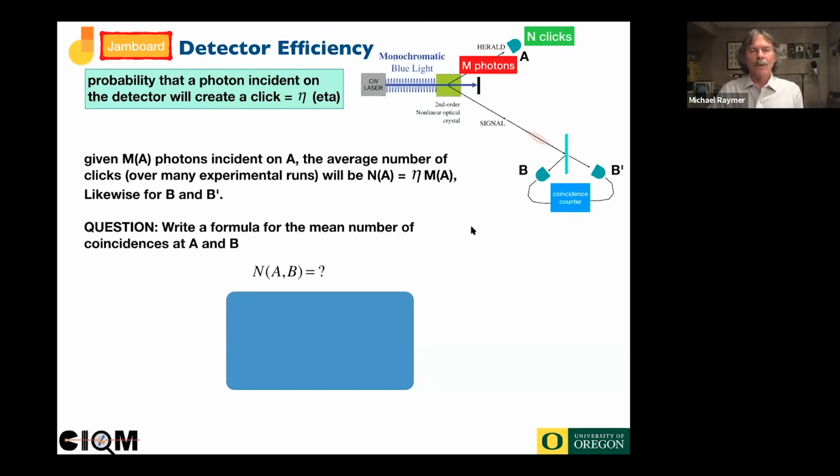In fact, for $30,000, you can buy a detector that's made with superconductors, and it has an efficiency of 98%.